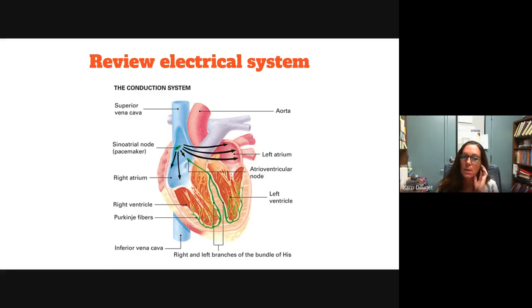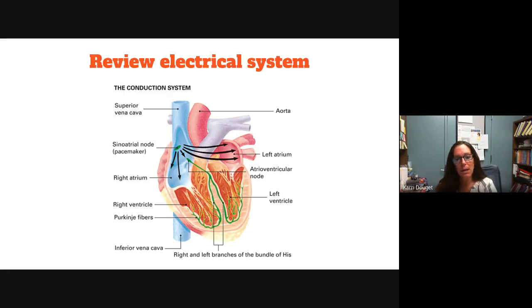Electrical system. Know that the SA node is the pacemaker, right? It is the gatekeeper. It is the key to the heart. You need to make sure that you know that typical beats per minute out of the SA node is between 60 and 100. Anything below 60 is bradycardic. Anything above 100 is tachycardic. So just to keep it easy to remember, 60 to 80 is typically what most people are in.